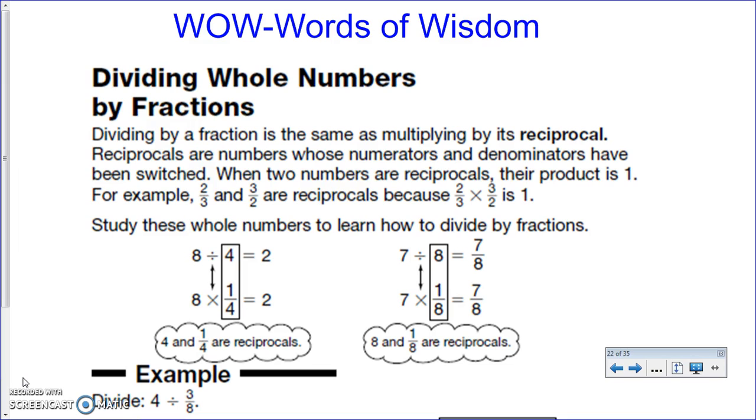So again, over here on the right, we have 7 divided by 8 gets us 7/8. If we do 7 times 1/8, we get the same thing, because the 7 is sitting over that invisible 1. So 7 times 1 is 7 for the numerator, and then 1 times 8 is 8 for the denominator. So 4 and 1/4 are reciprocals, and 8 and 1/8 are reciprocals.